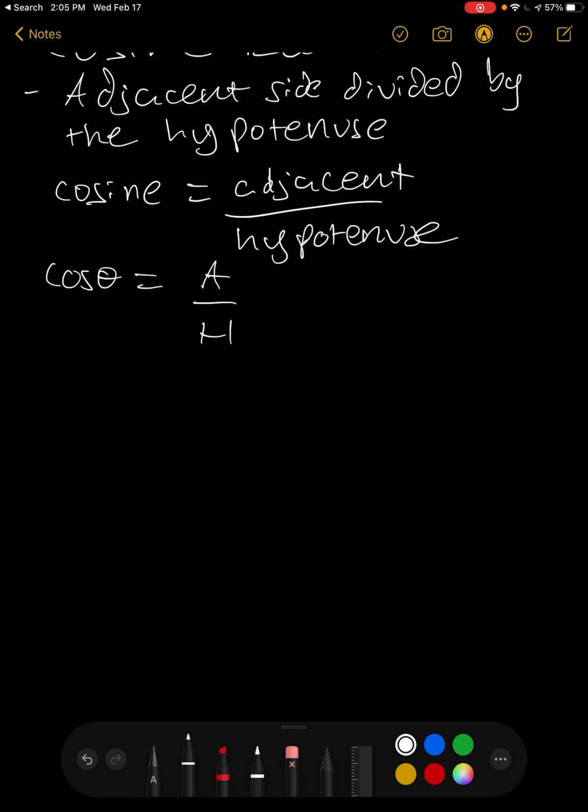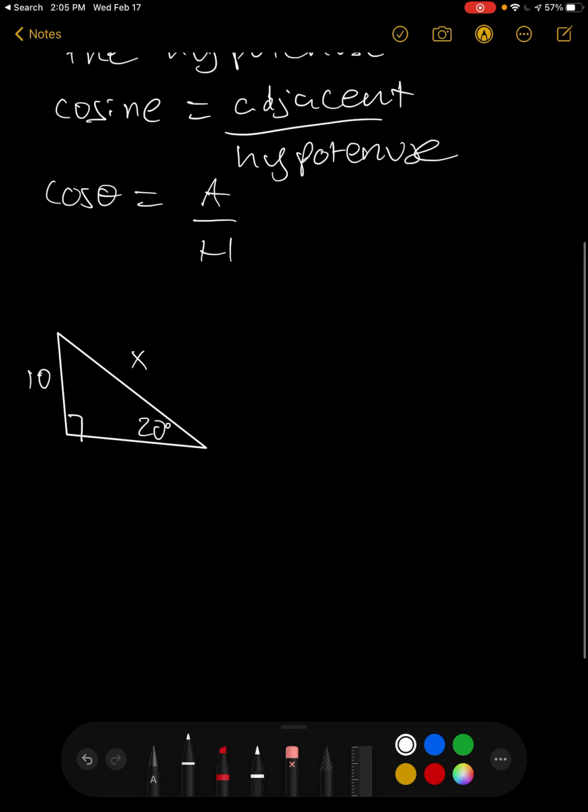Now let's go ahead and look at an example. So we're given a right triangle with 20 degrees, side length 10, and x up top. So the first thing we need to do in order to determine which ratio we should use, we have to label the triangle O, A, and H just so we know which sides we can work with. So we know that opposite of our angle theta, or 20 degrees, will be 10, so we can label that O. This will be A, we don't have a value for this, adjacent to the angle, and X will be the hypotenuse.